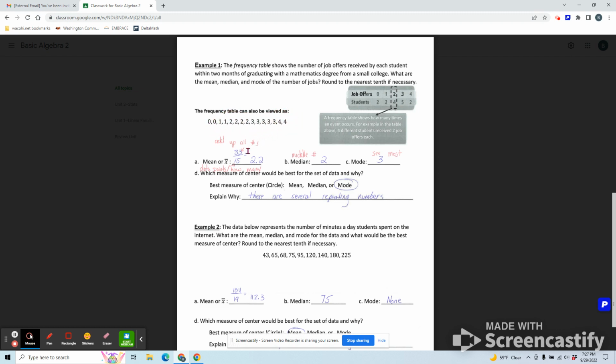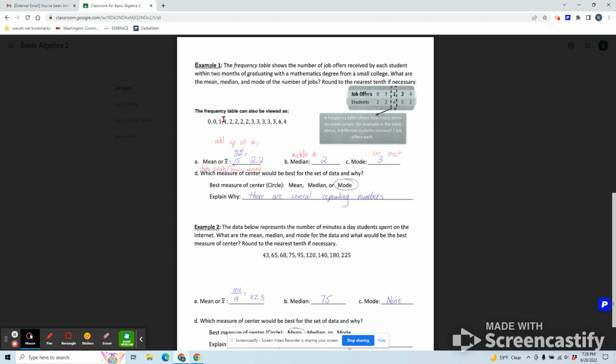So we're going to add up all of these numbers here. And when we add them all up, we get 33. And we divide by 15, and that's how many data points there were. There were 15 data points, and we end up getting 2.2. So that's our average. The average was that each student would get right around 2 job offers per student.